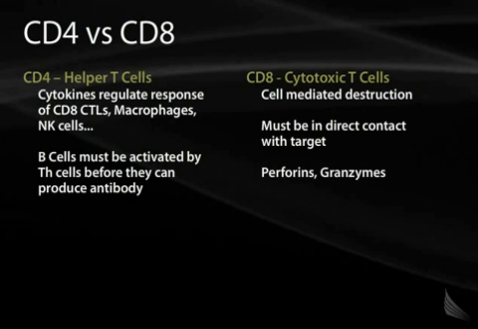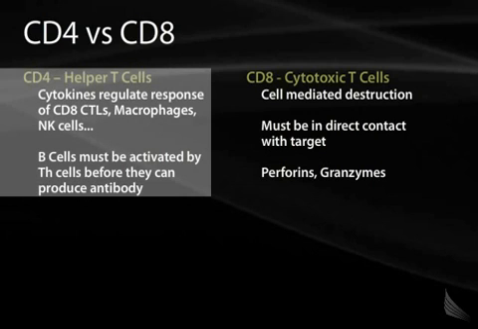Now, CD4 versus CD8, some of those points just to again emphasize. CD4s are your helper T cells. They make cytokines. That's their job. They can regulate the responses of CD8s, macrophages, NK cells, all of the cell-mediated responding cells. B cells must be activated also by these T helper cells before they can produce antibody.